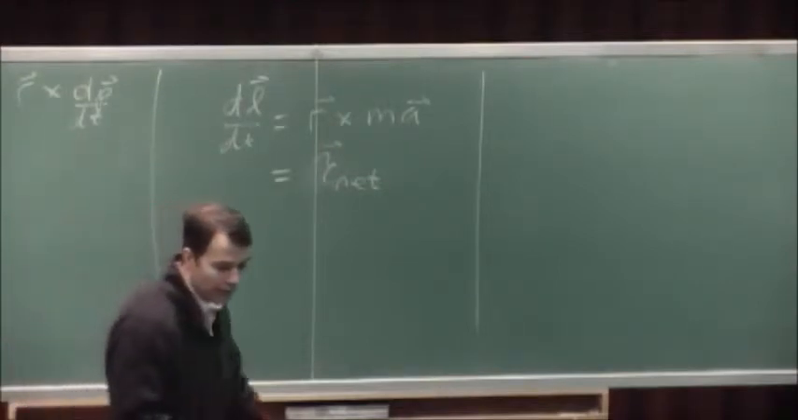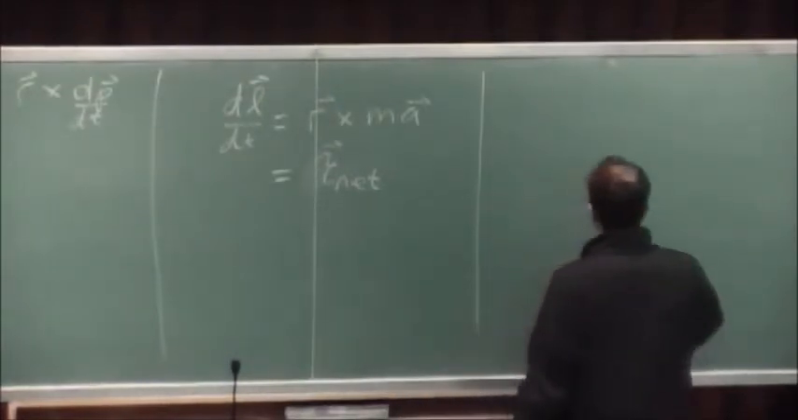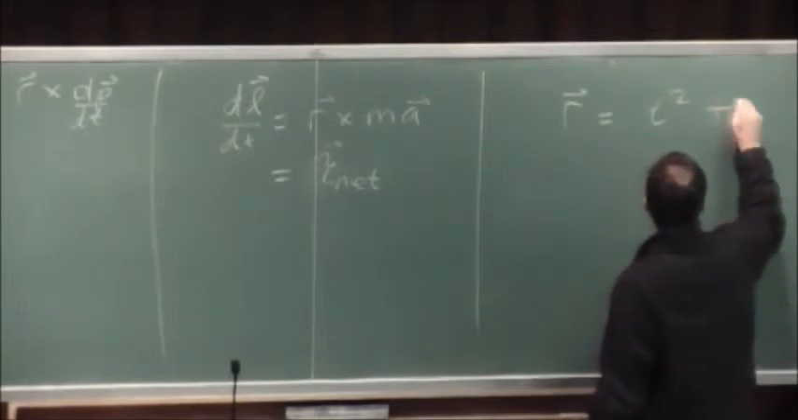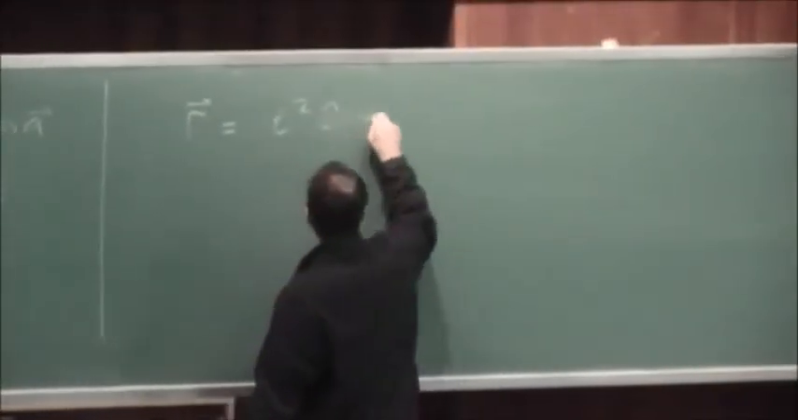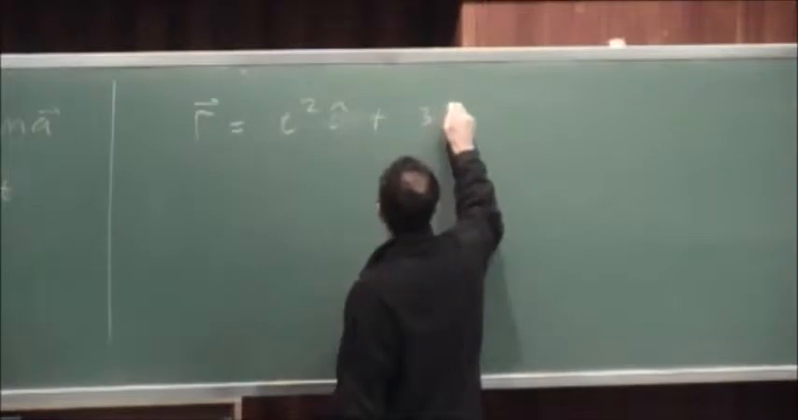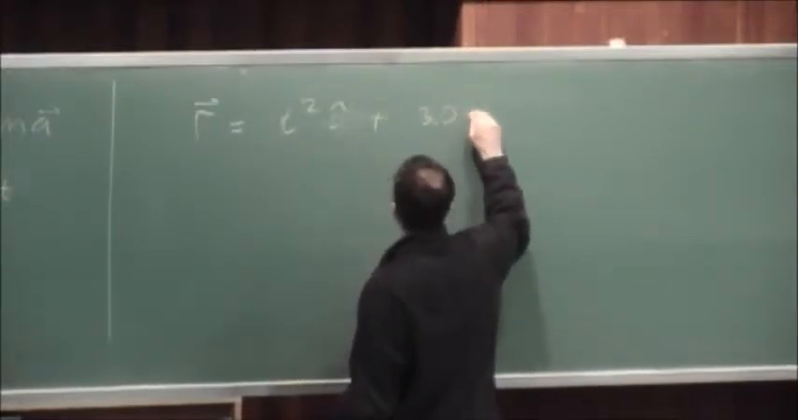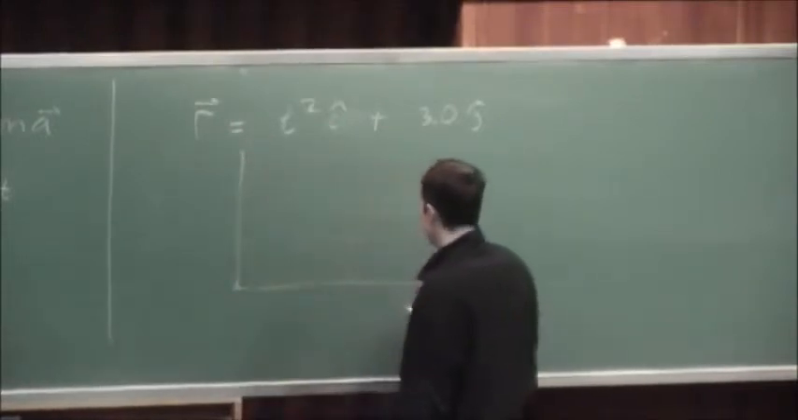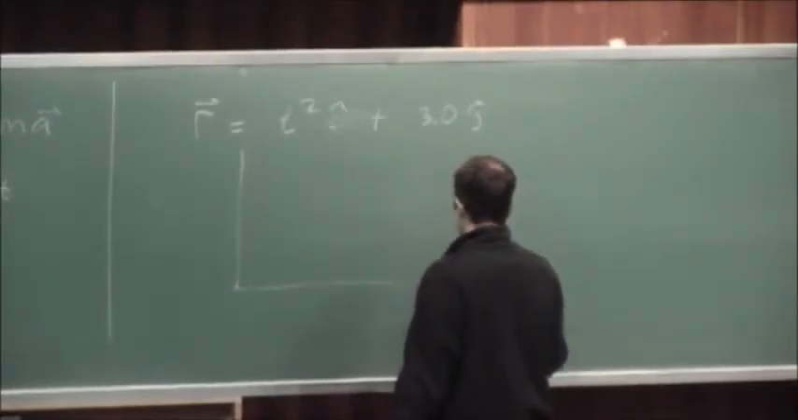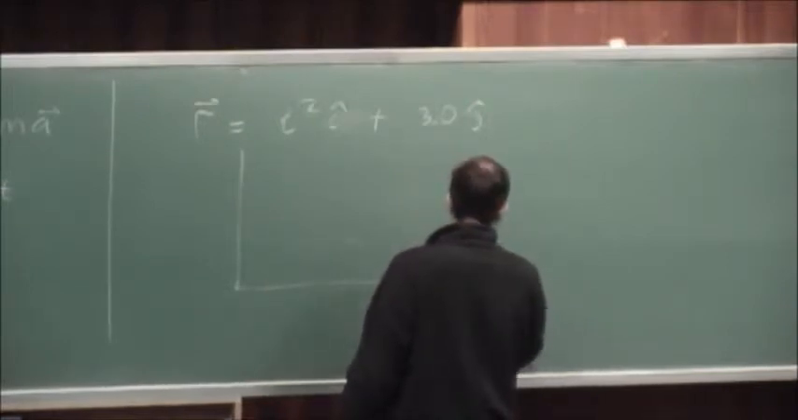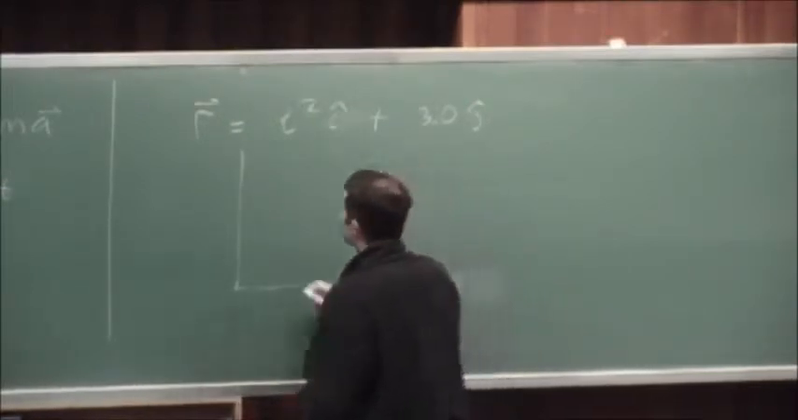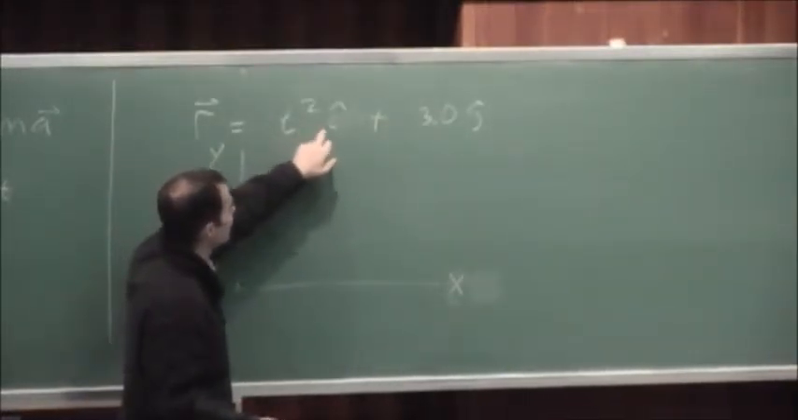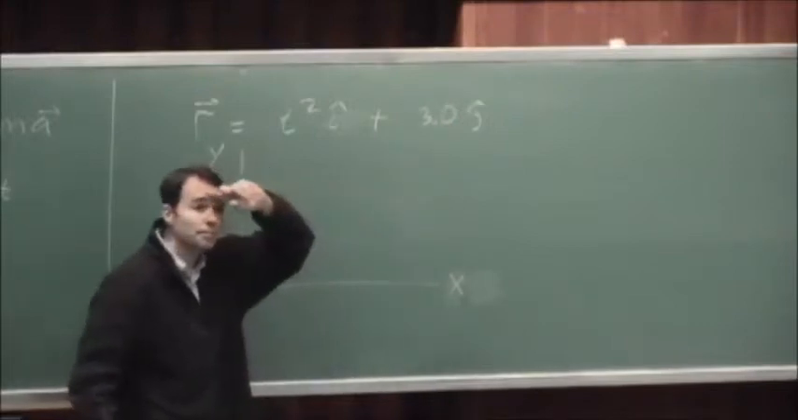But now I want to talk about this in terms of vector form and how we can solve this for vectors. So let's suppose I have a situation where my radius vector is equal to t squared in the i direction plus, we'll say, 3.0 in the j direction. So what does that look like as a function of time? Here is going to be r of t. Let me put this in x, so let's put this in y.